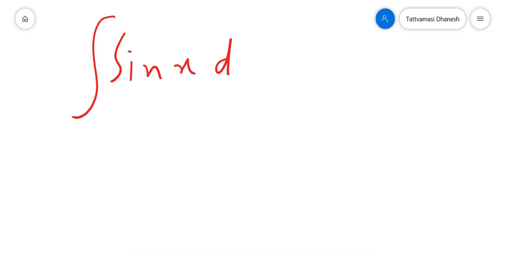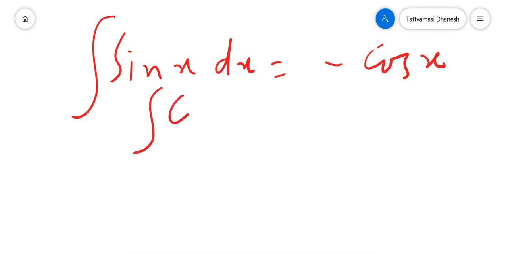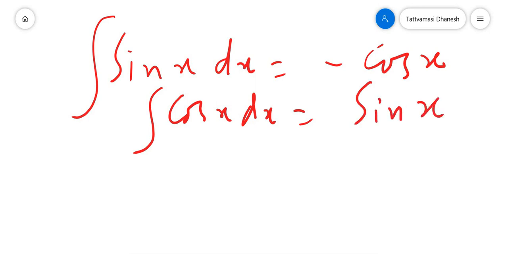Now next, the integral of sin x dx is equal to minus cos x. In the same way, the integral of cos x dx is equal to sin x. Like that it will go. So it's a reverse process, right? The derivative of tan x is sec square x, so the integral of sec square x is tan x, like that.